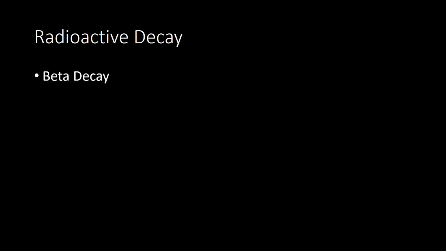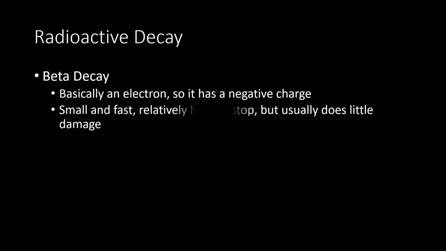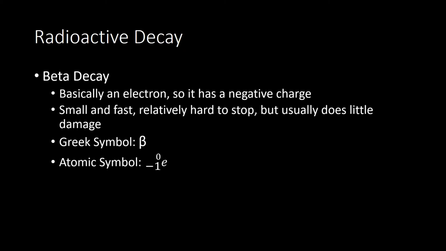Our second type of radioactive decay is beta decay. It's basically an electron, so it has a negative charge. It's very small, fast, and relatively hard to stop, but usually does very little damage because of its size. The Greek symbol is the Greek letter beta, and the atomic symbol is 0/-1 e. So again, the 0 is a superscript, the -1 is a subscript, and then the e is the symbol. That atomic, nuclear, or isotope symbol is what we're going to use when we do formulas.